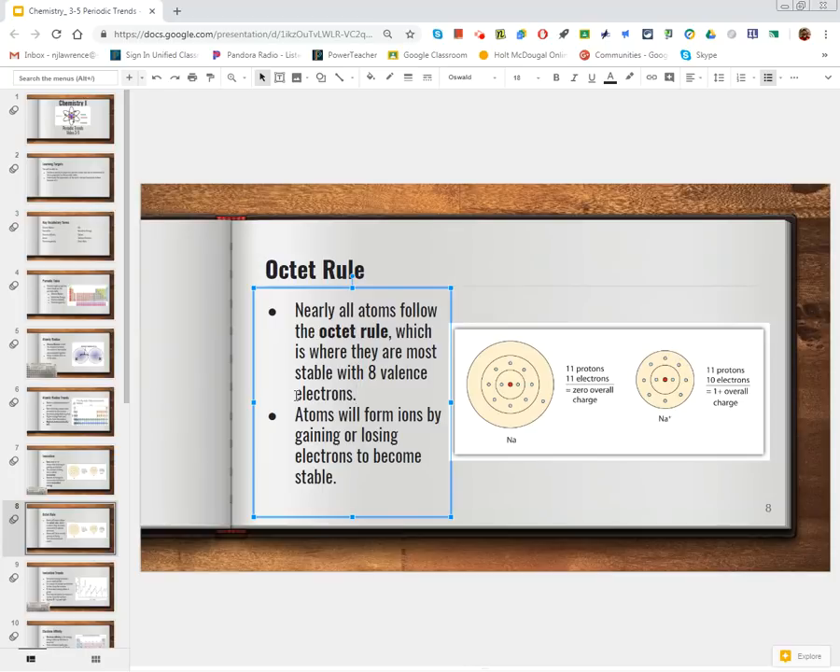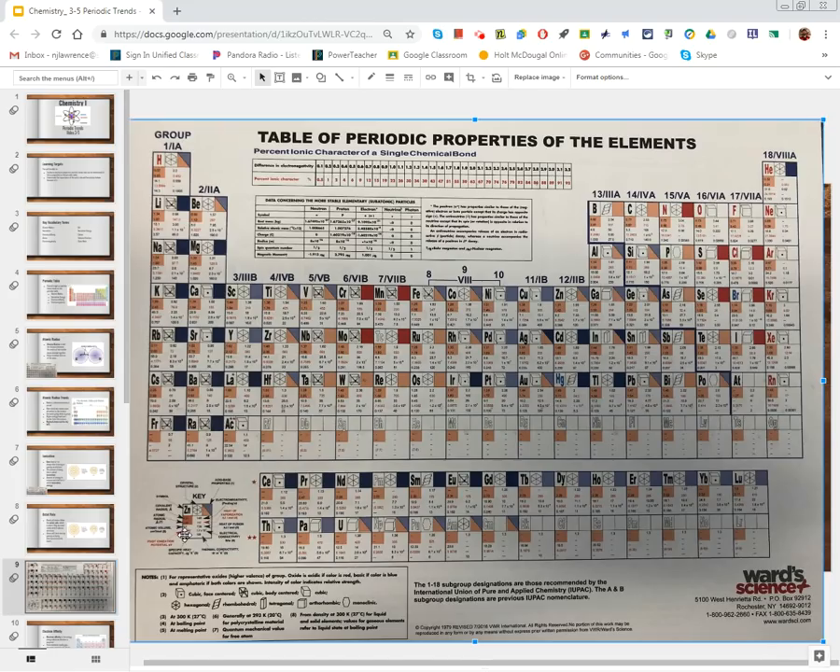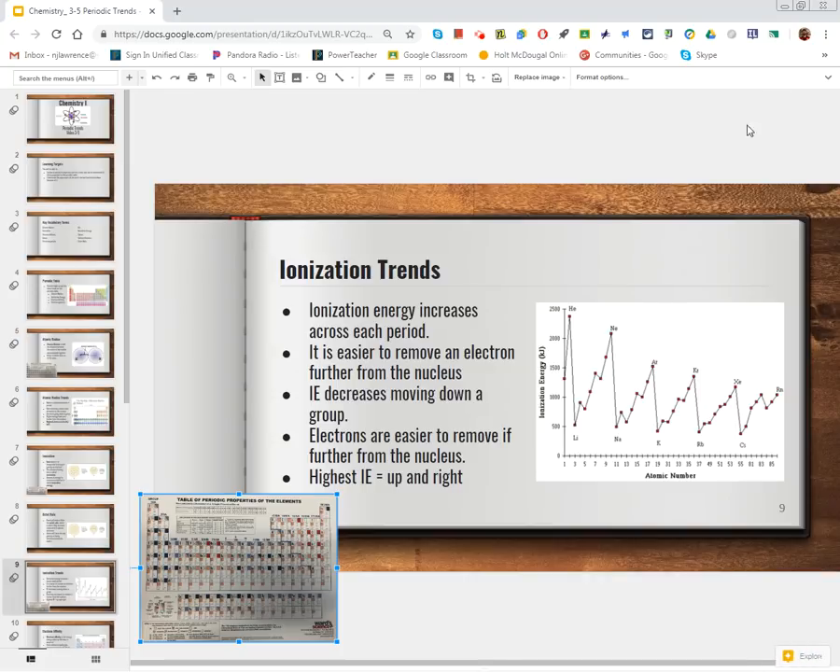So the octet rule just simply says atoms want 8 valence electrons, and because of that rule, we can predict with high certainty what kind of ions these elements will form, either gaining or losing those electrons. And we'll come back to this in a little bit. But again, if you get on your periodic table and you look at these ionization energies, which is in the red, where it's called the first ionization potential, you will see some trends.